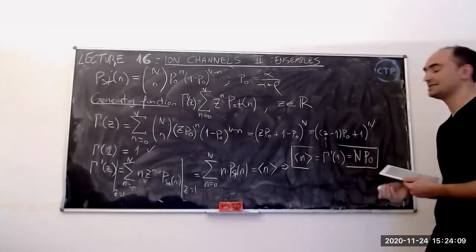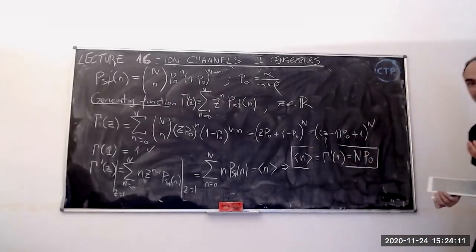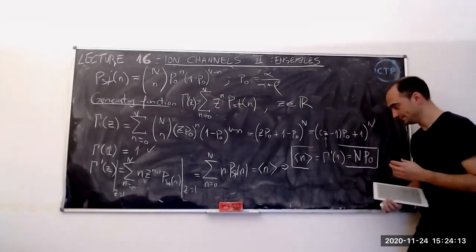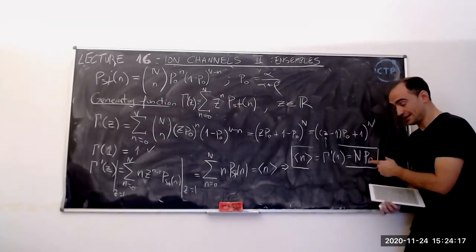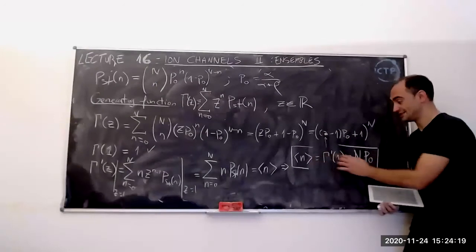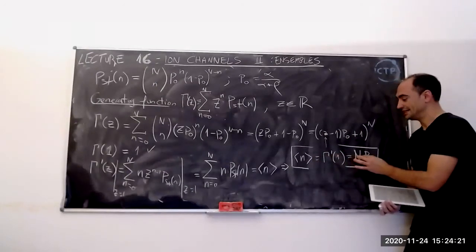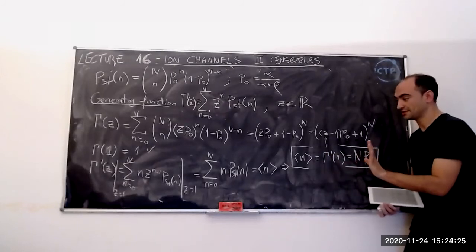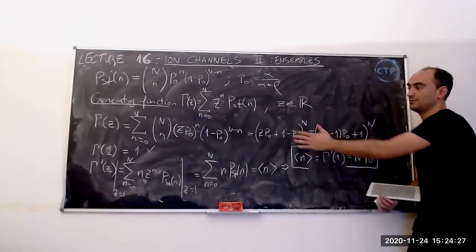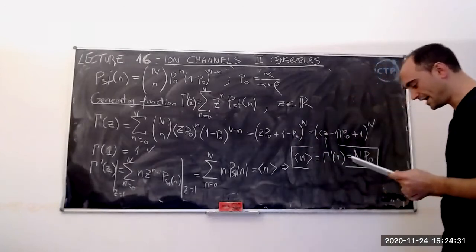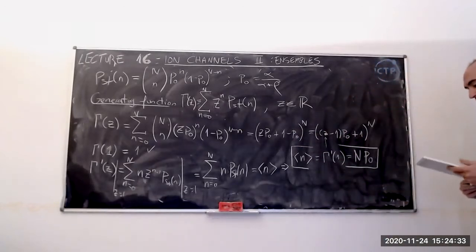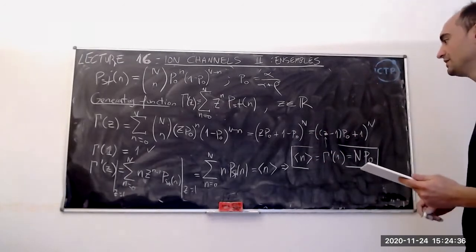And this is very intuitive. We have n channels. The probability for a channel to be open is p0. The average of open channels is the total number of channels times the probability for each of them to be open. Nothing is okay, simple. But you see, it's very elegant with the native function.